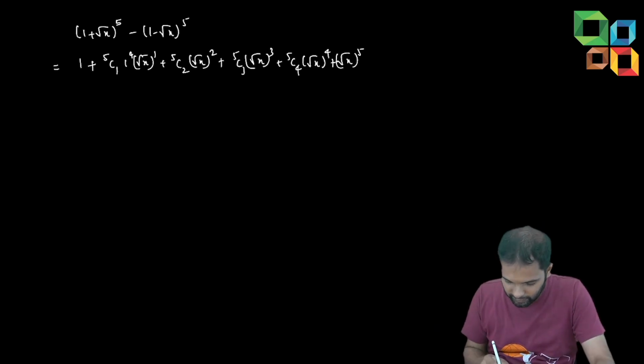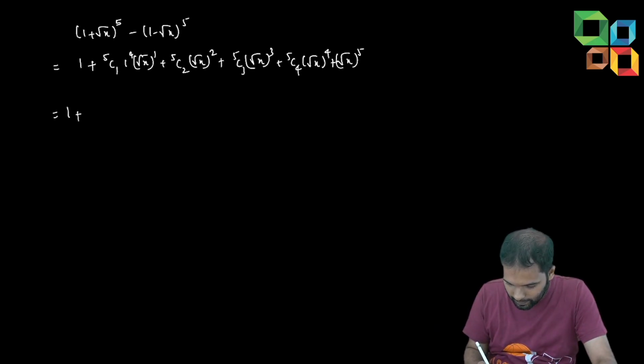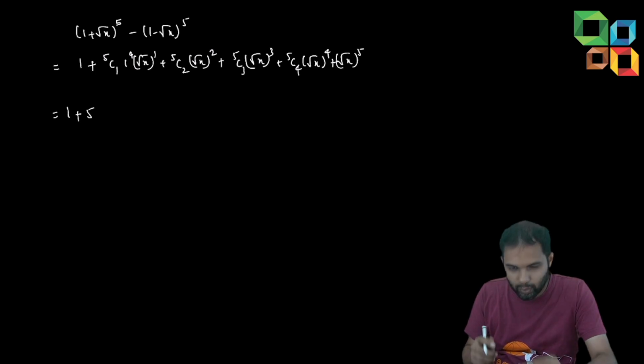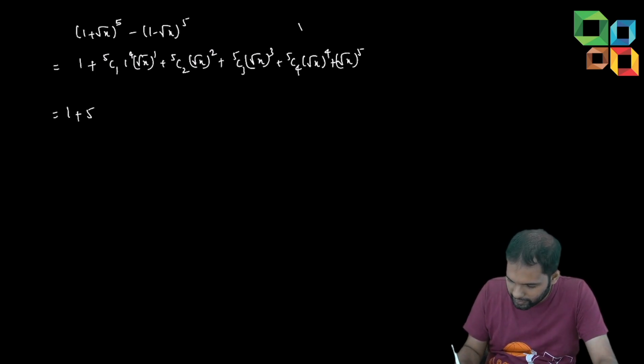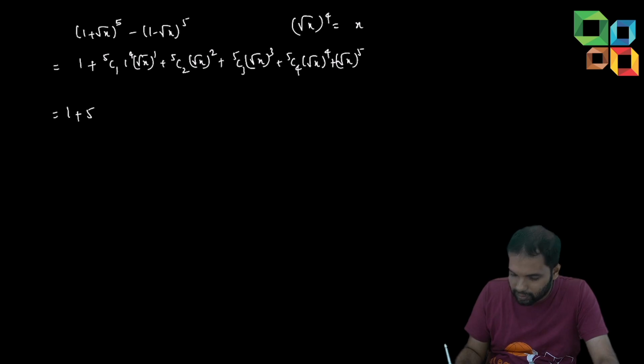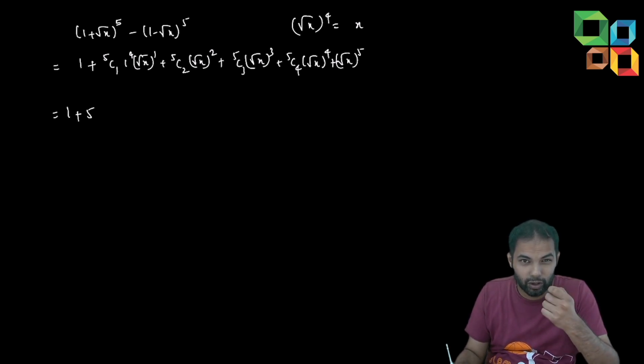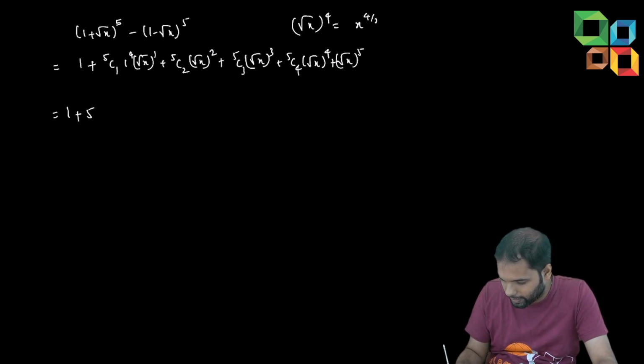There is another part, we'll just skip it for now. Okay, we'll just try to simplify this first. What is this? 1 plus 5 into root x power 4. Can we see what is root x power 4? Root x is nothing but x power half. So there will be 4 by 2, there is x square.